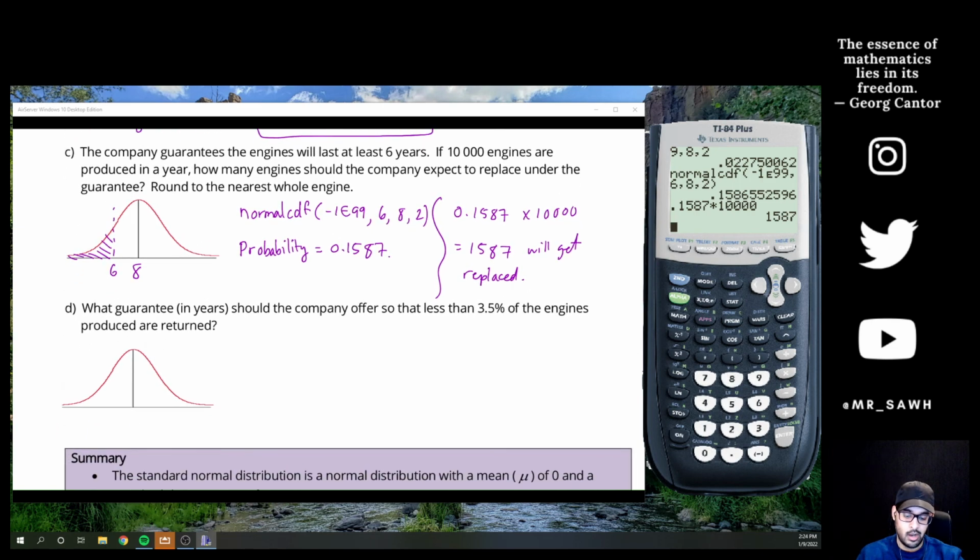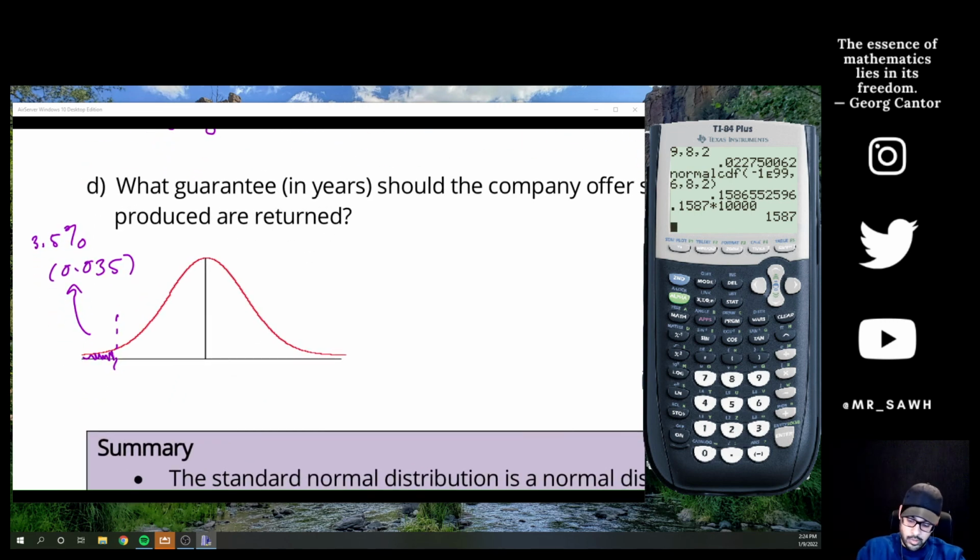What guarantee should they offer then? Because 6 seems like they're replacing too many, right? Like almost half of the lawnmowers they're creating, they're just going to give away for free, essentially. What guarantee in years should they offer so that less than 3.5% produced are returned? So 3.5% is a lot smaller than 15%, so I should be shading a lot less of this curve. All right, so here's my area this time. 3.5% or 0.035 as a probability, right? A lot smaller. I don't know the specific value here, but I know the average is 8 years.